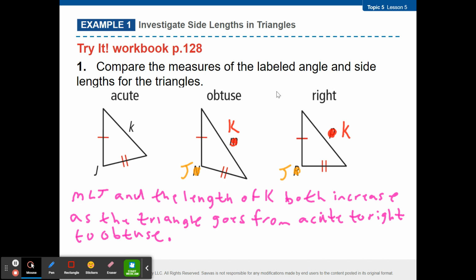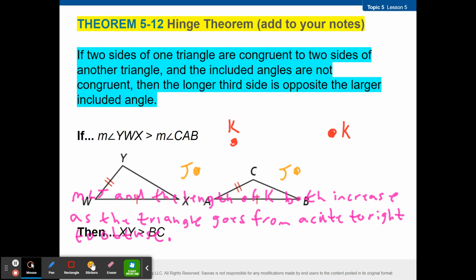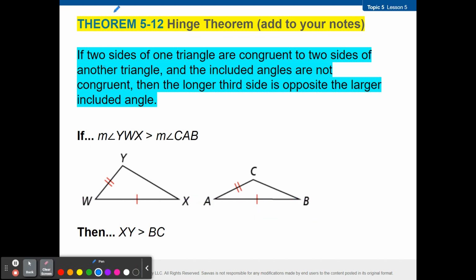All right. So here is what you are now going to write down. Theorem 112 is called the hinge theorem. You're going to want to split the space in example 2 up, because you have a couple things to write. If two sides of one triangle are congruent to two sides of another triangle and the included angles are not congruent, all right, big deal here, not congruent, then the longer third side is opposite the larger included angle.